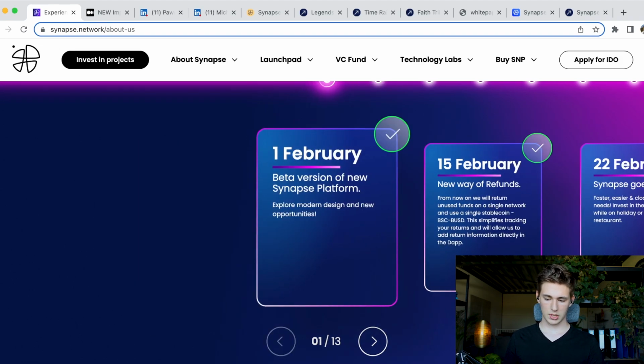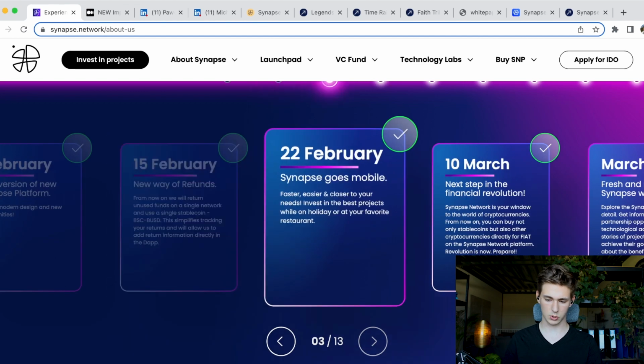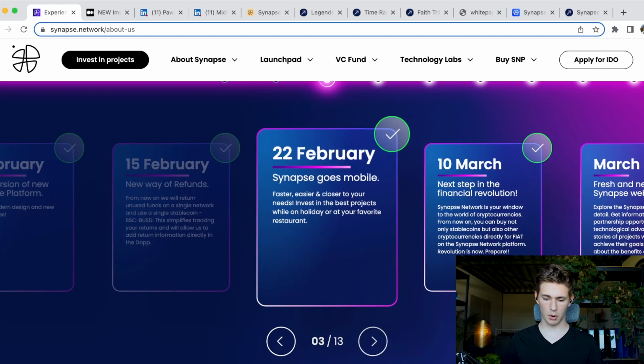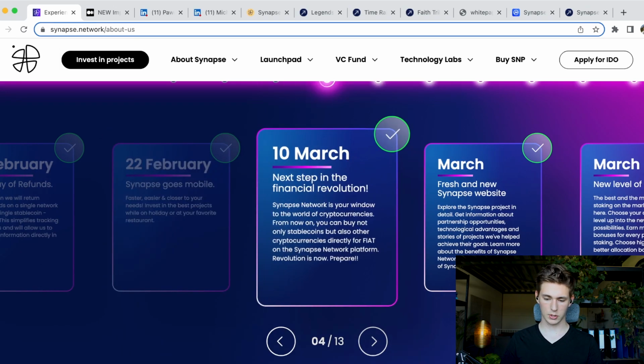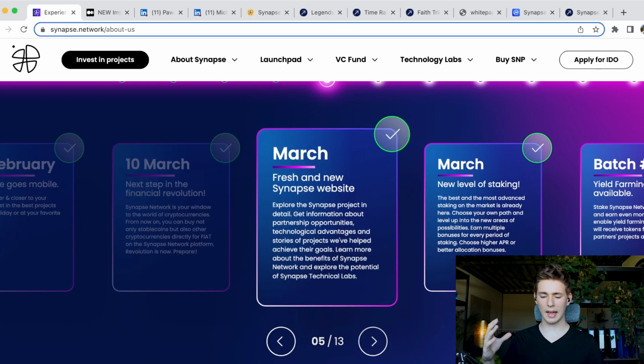Then on the 22nd of February, why am I not able to click on it? Man, this website is quite laggy as well. Synapse goes mobile, okay? So that is a mobile version for Synapse. Financial revolution, Synapse Network is your window, blah, blah, blah. Okay, there's basically nothing. So they do have quite a lot of development going on every single month, right? The team is working quite fast.